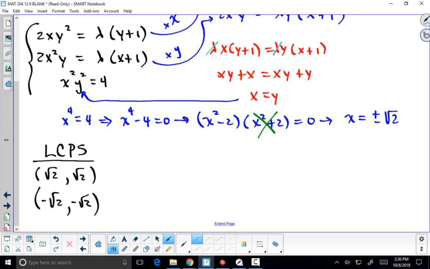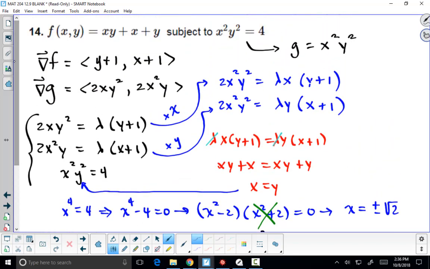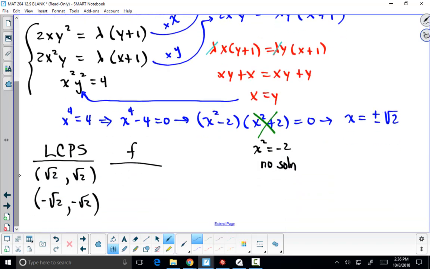Yes. Why did we cross out x squared plus 2? Because if that were set to 0, you would get x squared equals negative 2, which has no solution. You can't take the square root of it, not if you're looking for reals. If you're trying to be real. But if you're trying to be imaginary, that's different.